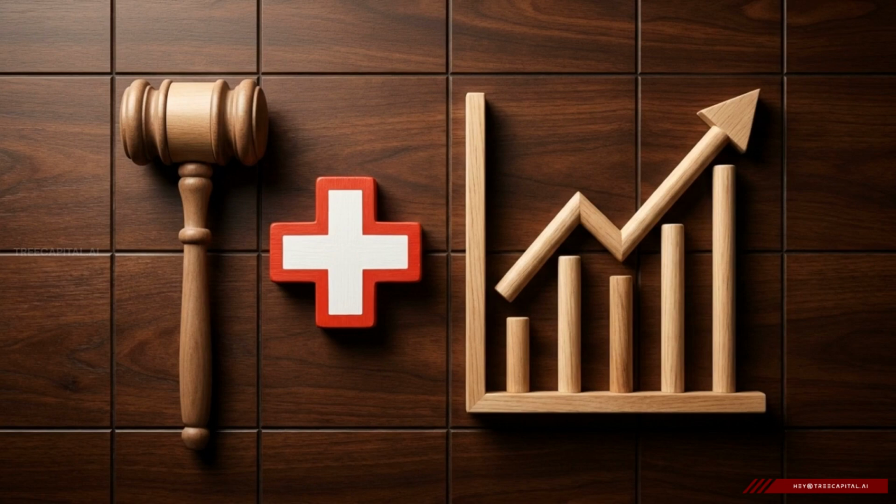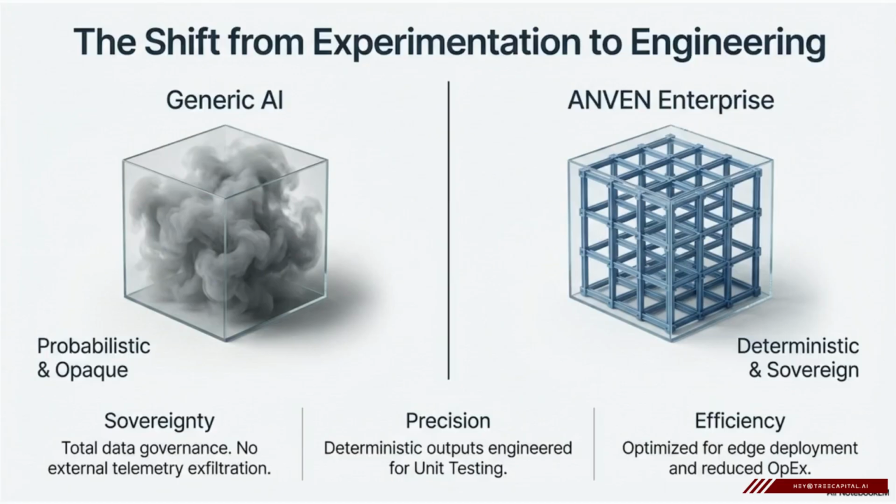This level of governance is critical for highly regulated sectors like healthcare and finance, where data privacy and compliance are strict legal requirements. This graphic illustrates the contrast between standard models and Treecapital's Anven Enterprise AI. While generic AI operates as opaque, probabilistic generation, Anven provides a deterministic framework for enterprise use. Designed for air-gapped deployments, it guarantees absolute data sovereignty. Zero proprietary telemetry ever leaves your firewall.